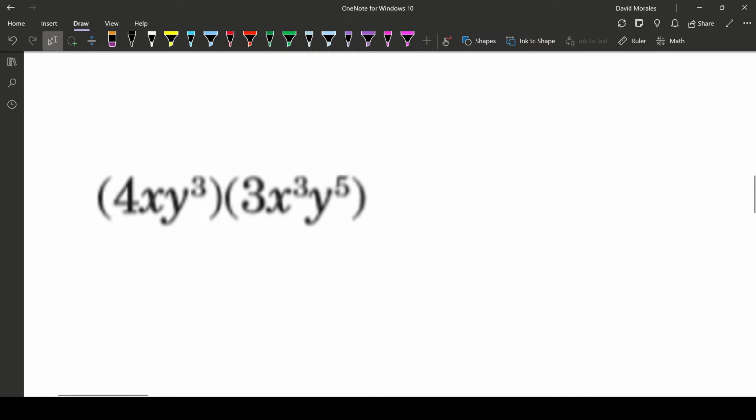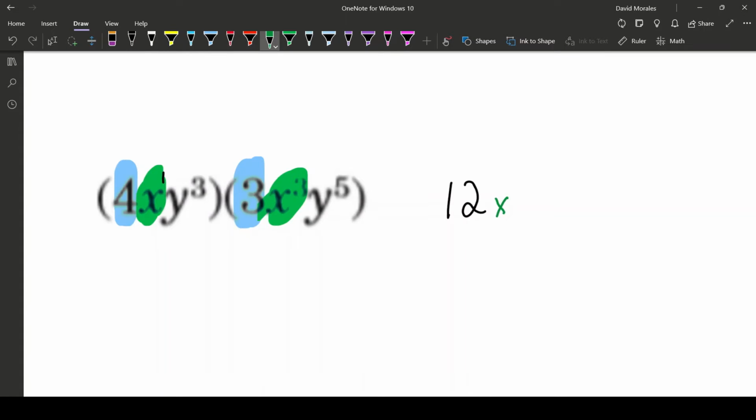The only exception with problem number 3 is that you're not going to be adding 4 plus 3. You're going to be multiplying 4 times 3, okay? So 4 times 3 gives me 12. And then here I have for my x's, what is, wait a minute, I don't see anything here. Oh, it's x to the 1. So if you don't see anything, it's x to the 1. So this is x to the 1 plus 3.